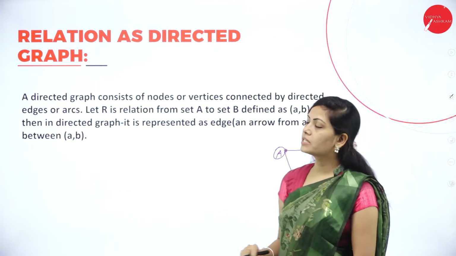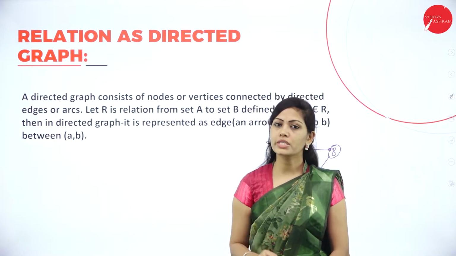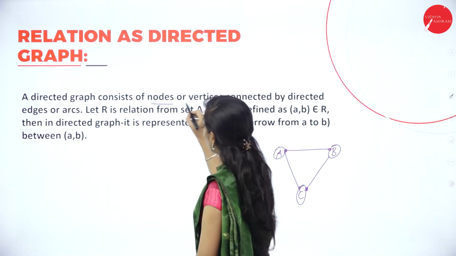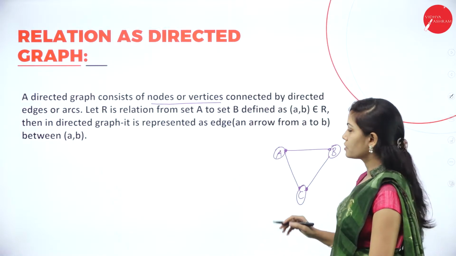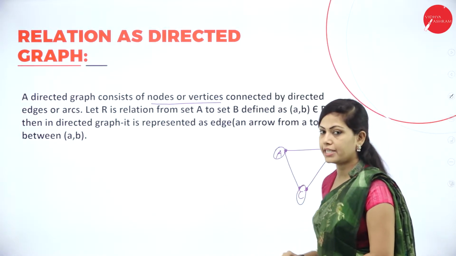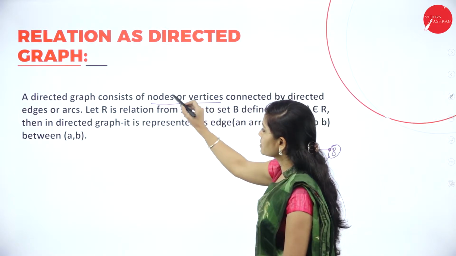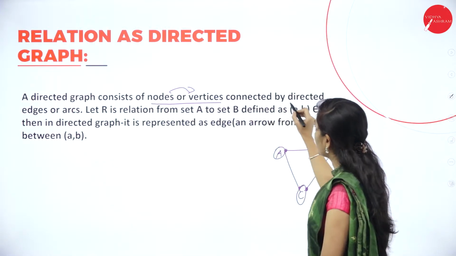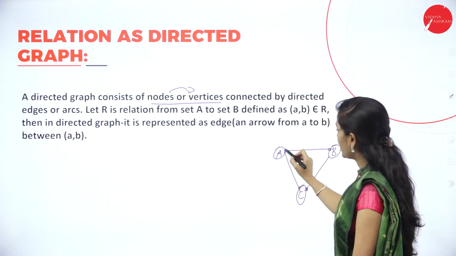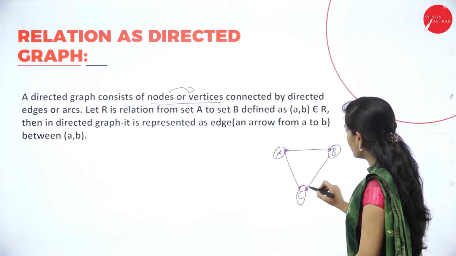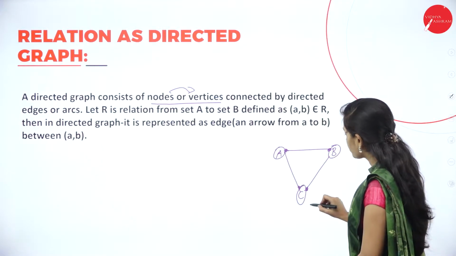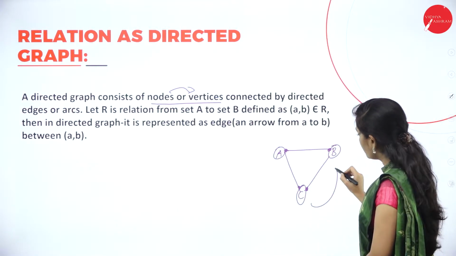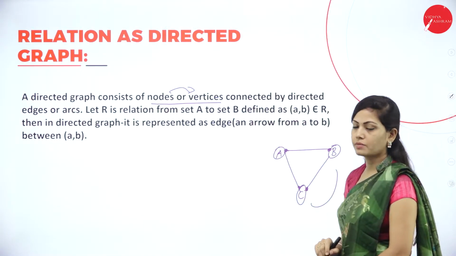So relation as directed graph. What is this? A directed graph consists of nodes or vertices. Graph means a set of vertices and edges, so nodes are called vertices. A directed graph consists of vertices connected by directed edges, or we can call them arcs.